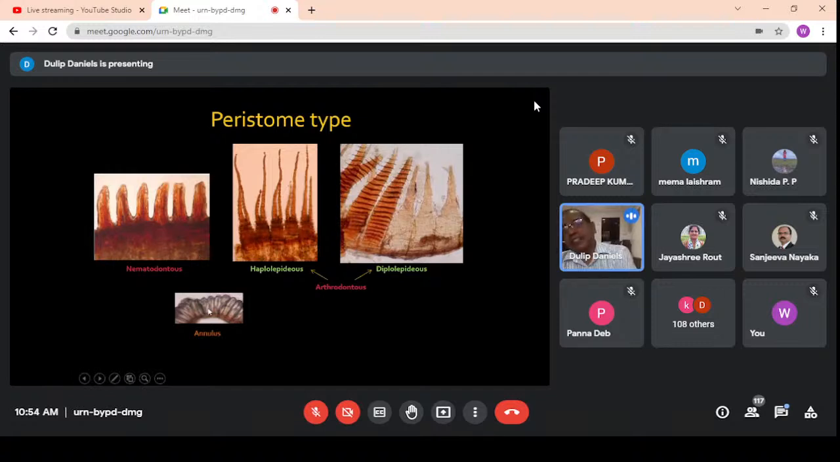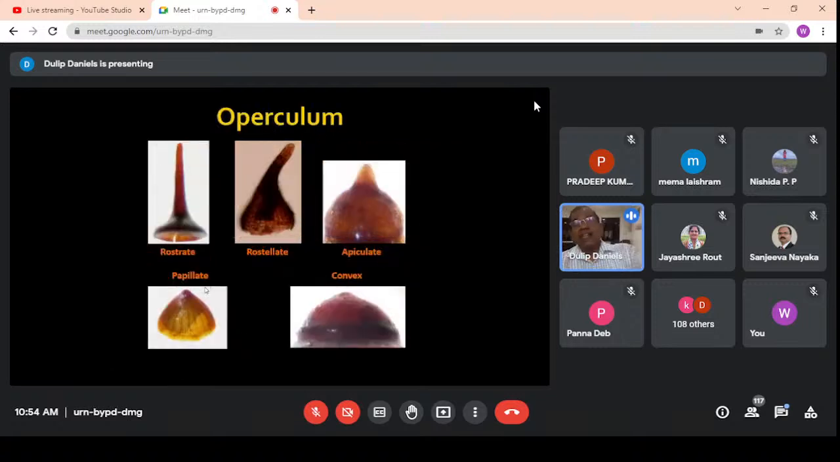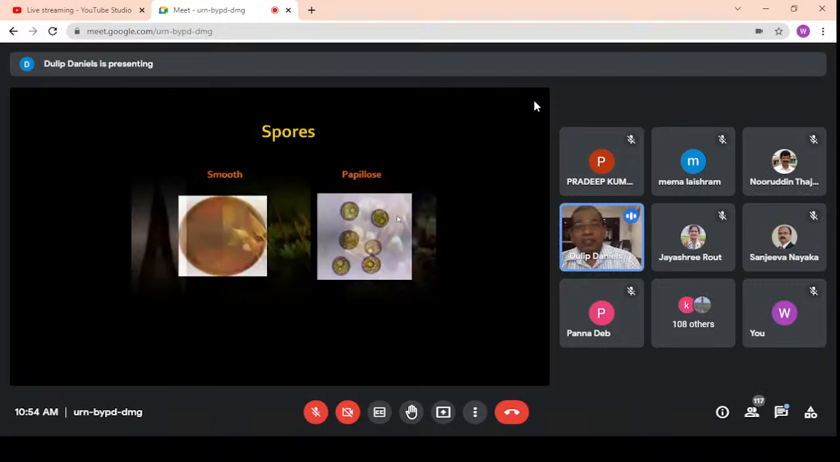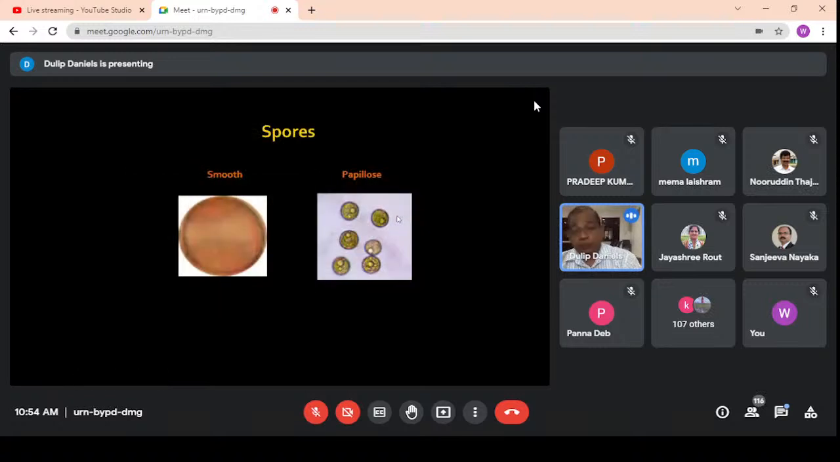This is the annulus, seen in some of the mosses, not in all, which is close to the annulus that you normally see in the pteridophytes. This helps in the dehiscence of the capsules. The operculum, that's the lid of the capsule, the diversity. You could see rostrate, which is really long, rostellate, comparatively shorter, apiculate, convex, and papillate. Look at the calyptra that protects the developing capsule. Cucullate, mitrate, and pilose, hairy. There are others also, just giving it. And the spores here, smooth and papillose ones.